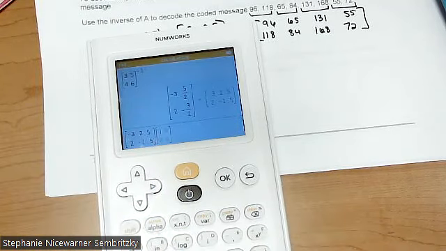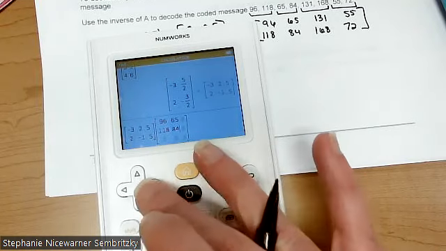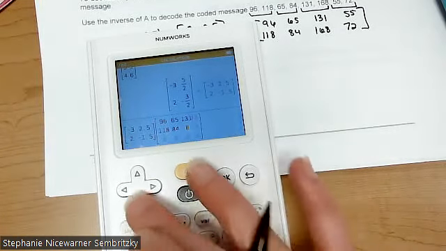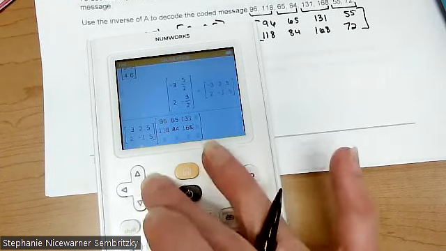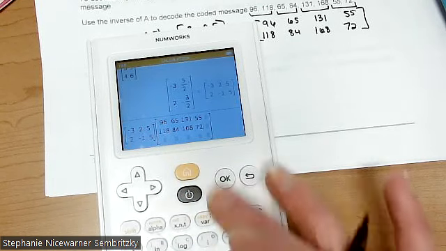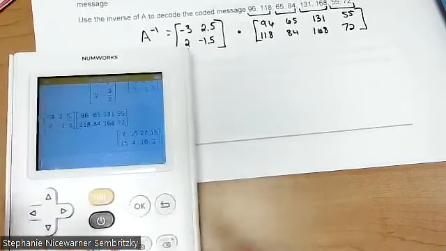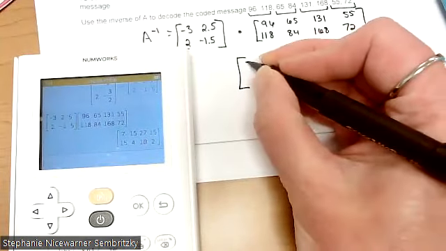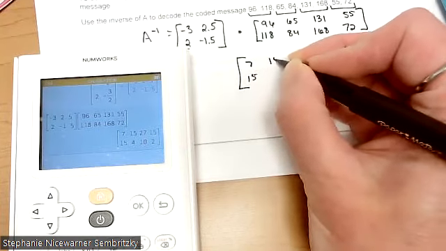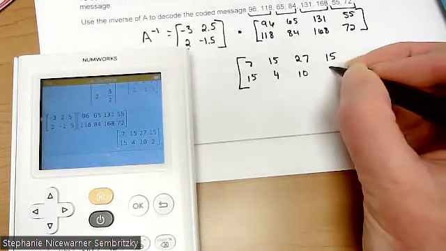So I'm going to take this previous answer times 96, 118, 65, 84, 131, 168, 55, 72. And it gives me 7, 15, 15, 4, 27, 10, 15, 2.